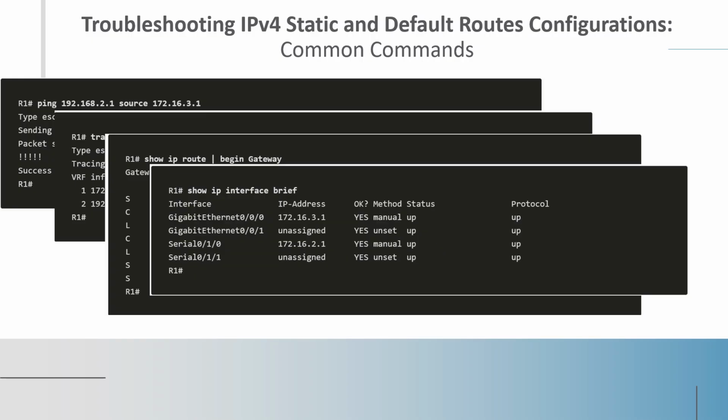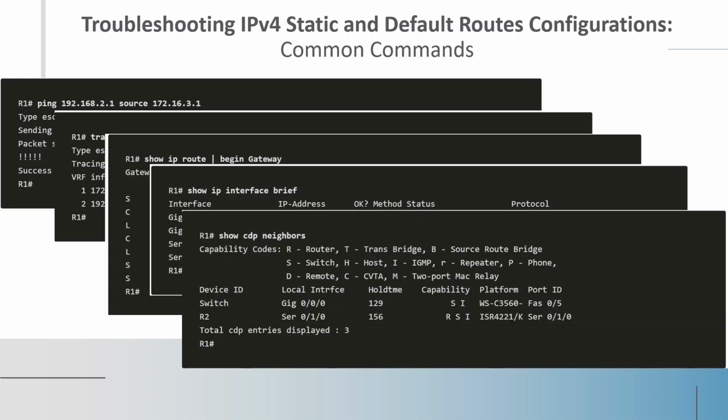We have even the show IP interface brief command, which is a quick status of all interfaces on the router. By using this command, here we have the status of all interfaces for router 1.